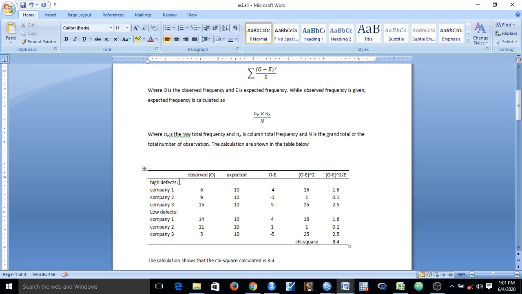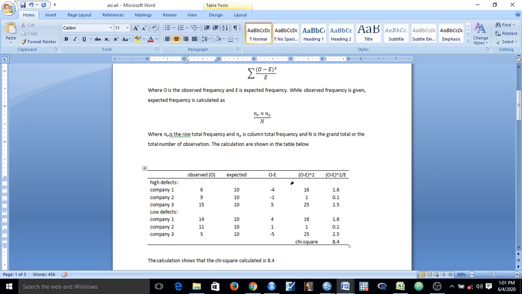So we say high defects, then company 1, company 2, company 3. So company 1 has 6 high defects, company 2 has 9 high defects, and company 3 has 15 high defects. And then for low defects, we have company 1, company 2, company 3. So all the variables in the cell have to come in a long format like this.